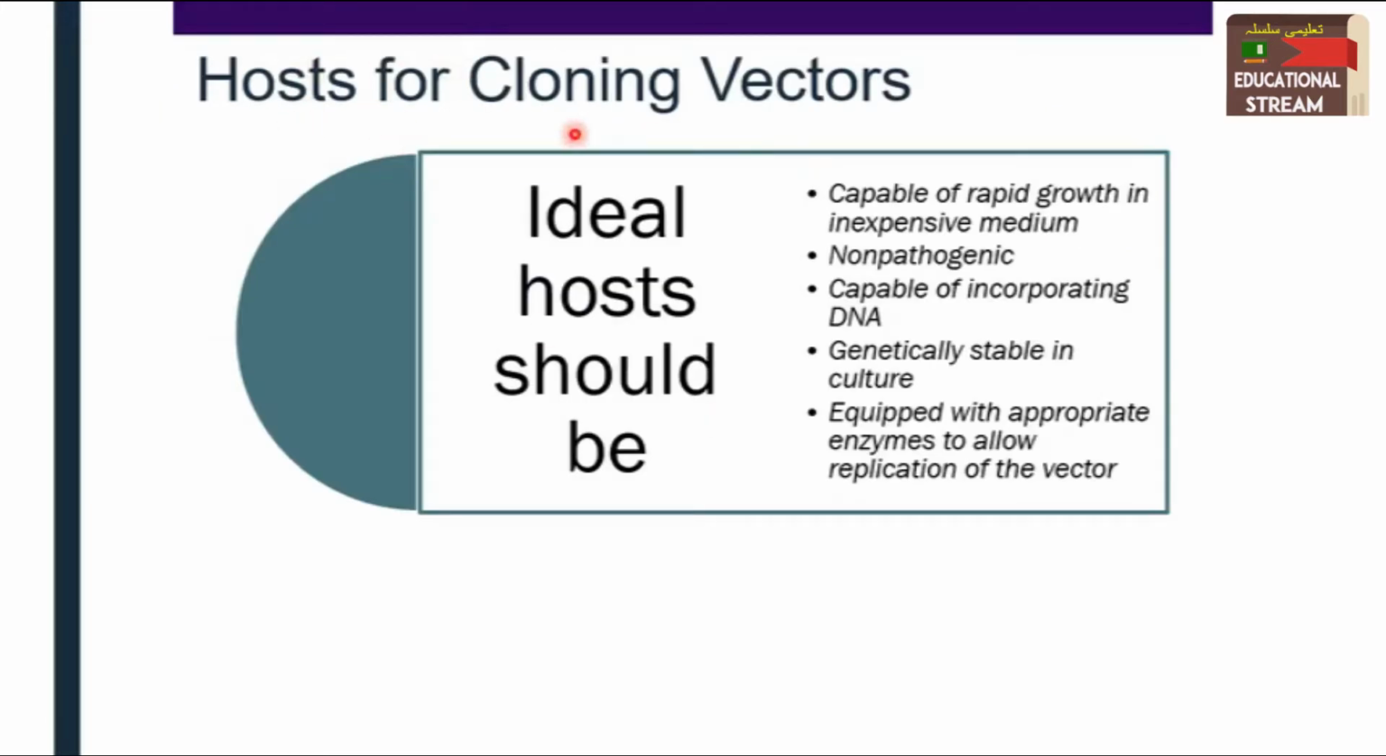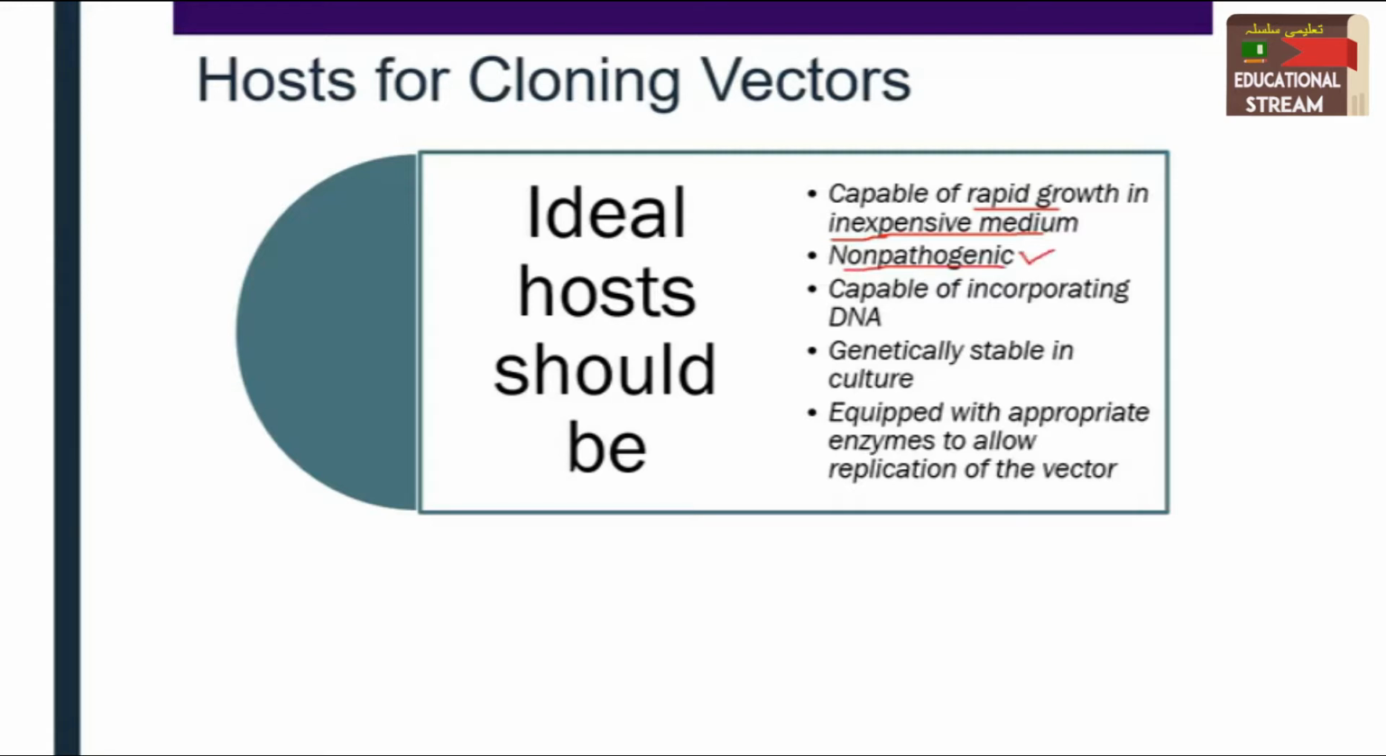Hosts for cloning vectors. Various kinds of hosts are used by different cloning vectors, and we can select the host depending upon various properties. Like we need rapid growth, so the ideal host should be able to grow rapidly in inexpensive medium, because we want to be economical in the lab, so we want more growth of the host cell using inexpensive medium. The second important characteristic for the host is that it should be non-pathogenic.